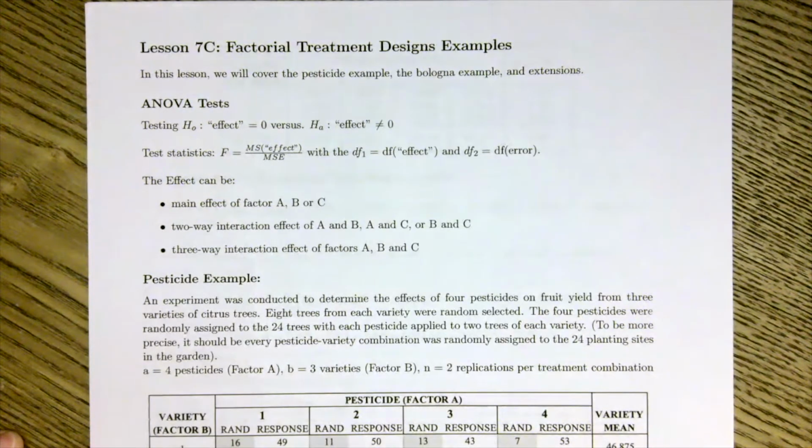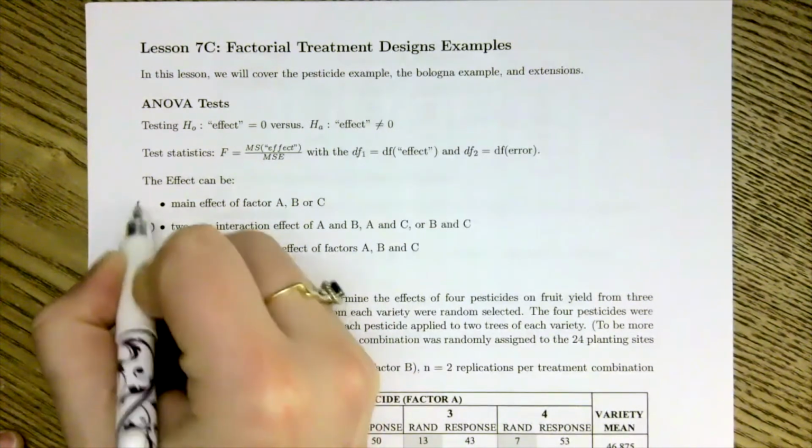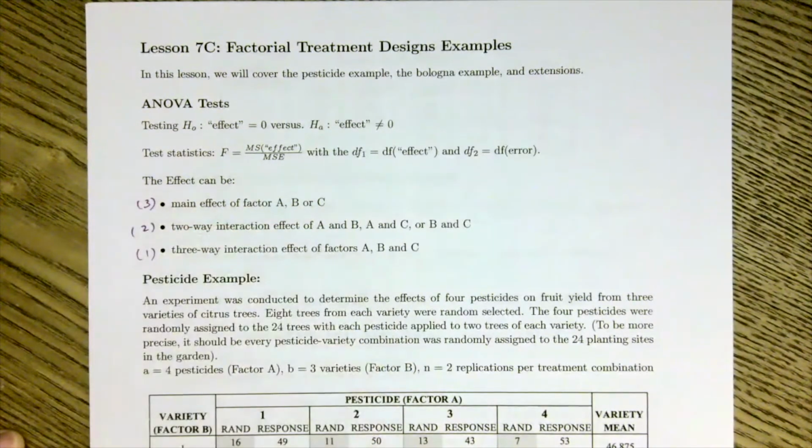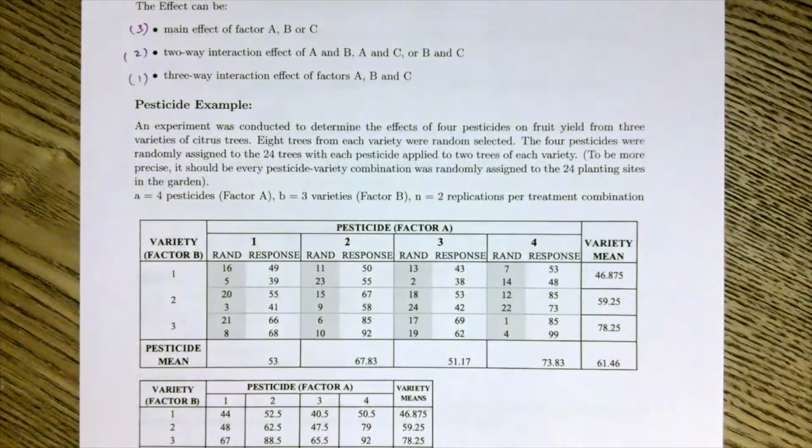When we test, we always start with our three-way, then two-way, and then go to our main effects. We start with the highest order, and then we move our way down based on if things are significant or insignificant. So let's get to our pesticide example. Again, this was an experiment where we were trying to decide the effect of 4 pesticides and the variety of a citrus tree on fruit yield.